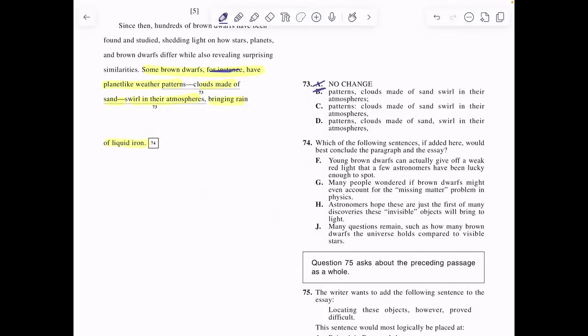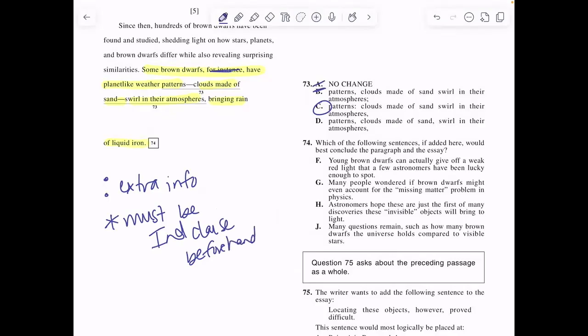Some brown dwarfs have planet-like weather patterns. Oh, I think it's C. We haven't really seen a colon this entire test. Let's review. A colon is extra info or an explanation. You must have an independent clause beforehand. Some brown dwarfs have planet-like weather patterns. That's a sentence. Then we're explaining those weather patterns: clouds made of sand swirl in their atmospheres, bringing rain of liquid iron. So that is explaining those weird things. Yes, C is our answer. That one would have tricked me a little bit because, again, our brains are tired on 73.